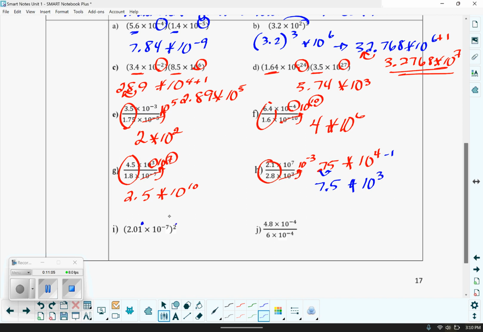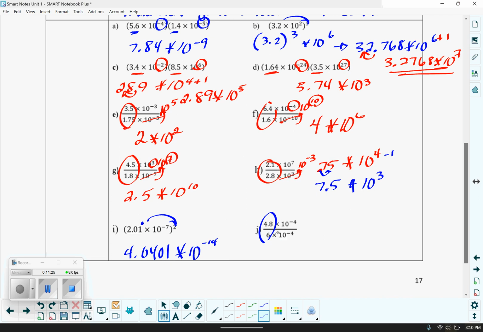This next one, I'm going to square it. This is to the first power, so we're going to square it and square. So it ends up being 2.01 squared is 4.0401 times 10 to the powers up high. You multiply, you get to the 14th, negative.